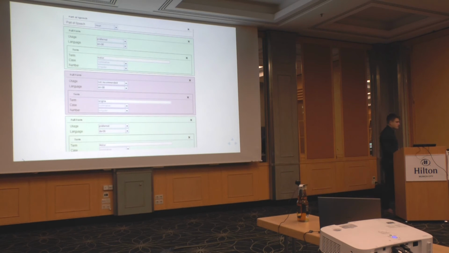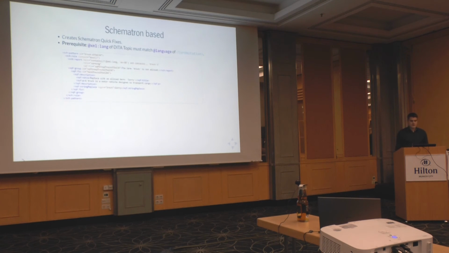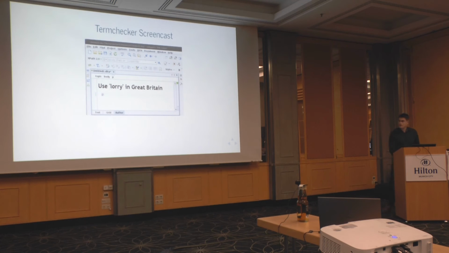So what we can do with that is we can take these DITA topics and we generate Schematron from that. So actually we check the language of the topic, and if that topic contains a term which is deprecated, we give a message to the user with a definition and a string replace fragment.